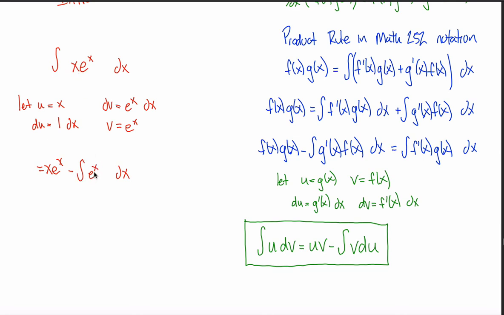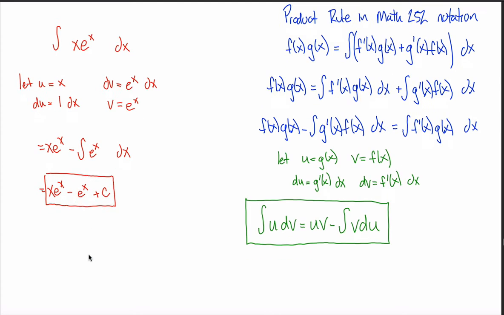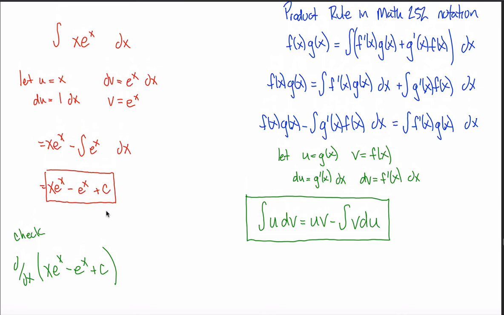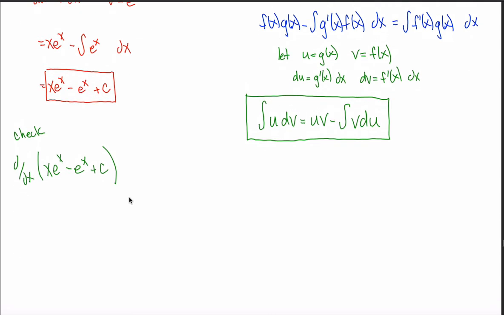The integral of e to the x, well, the antiderivative of e to the x is just e to the x. So my answer would be x e to the x minus e to the x plus c. Don't believe me? We can check this. The way we check our answer is we take the derivative of the answer and make sure that that gets us back up to the question.